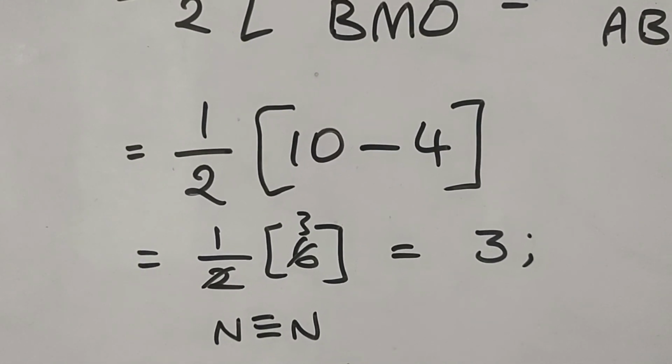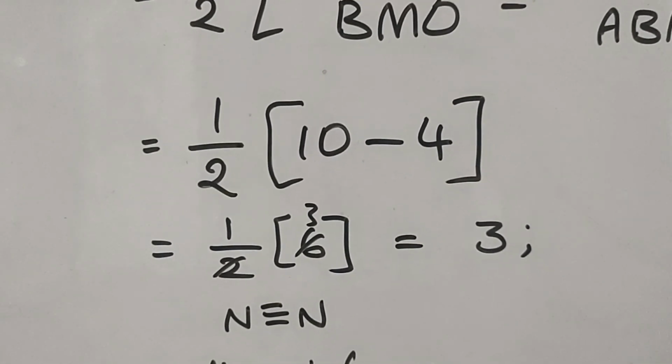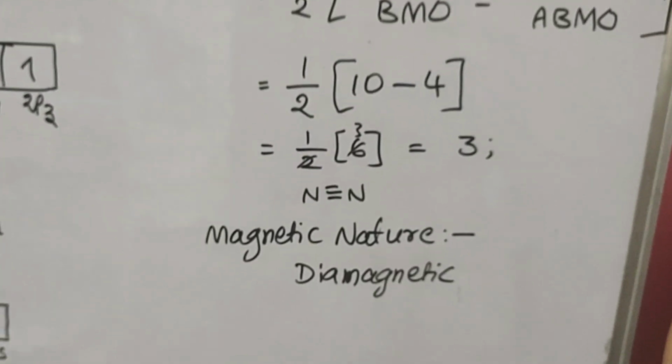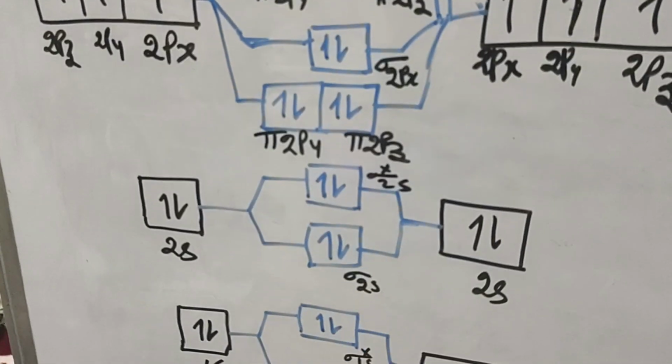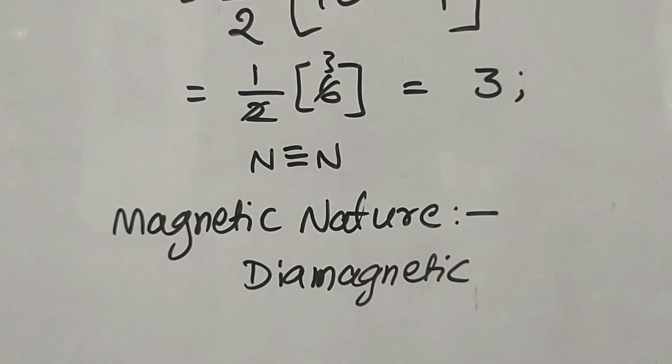So here the nitrogen molecule has a triple bond between the two nitrogen atoms. Due to the presence of all paired electrons in the molecular orbital energy diagram, nitrogen is diamagnetic in nature.